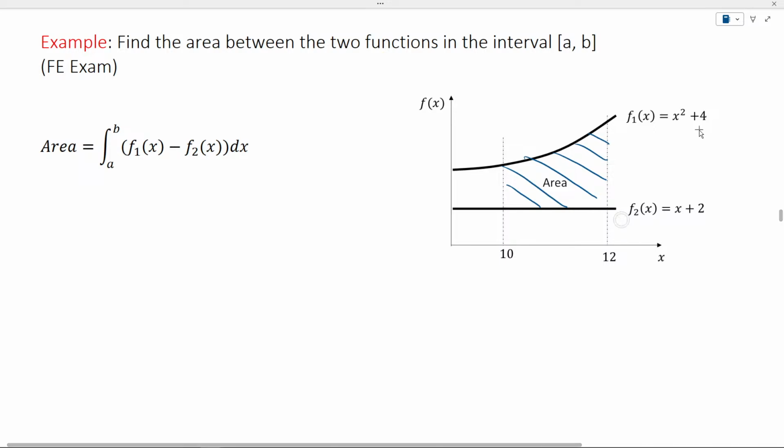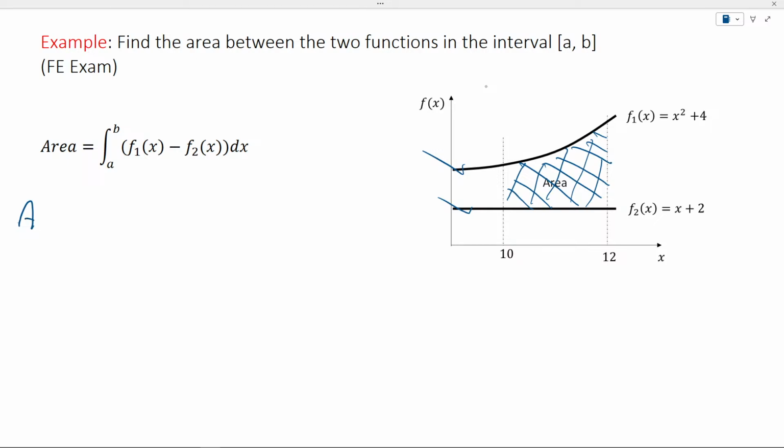I'm telling you here, what is this area here? To find this area, you find the area under this one and the area under this one, you subtract them, and then that would be the area of this shaded area. So let's do it. These should be easy points in the FE exam. When you get these types of questions, that should be easy points. Okay, so let's do it.